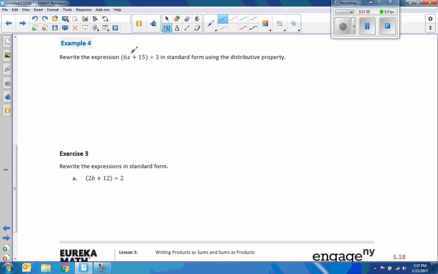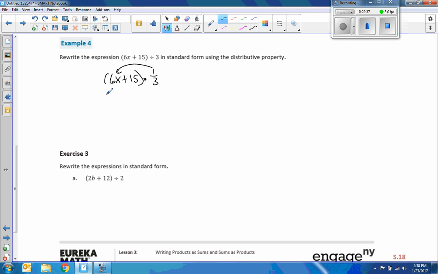Example 4. Rewrite the expression (6x plus 15) divided by 3 in standard form using the distributive property. So I would write (6x plus 15) divided by 3. Okay? Well, we can't divide, because the distributive property is multiplication. So I'm going to change that to times. And I'm going to take the inverse of this, because we have a rule: if we divide by something, we can multiply by its reciprocal. So I'm going to multiply it by 1/3. If the number's outside, it doesn't matter if it's in front or in back. We can still distribute it, just going in this direction.